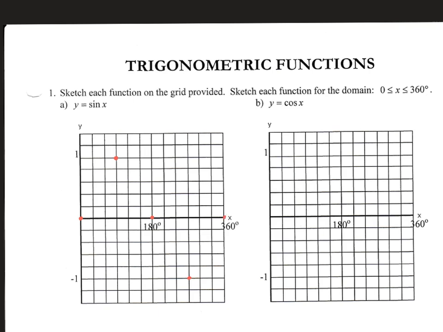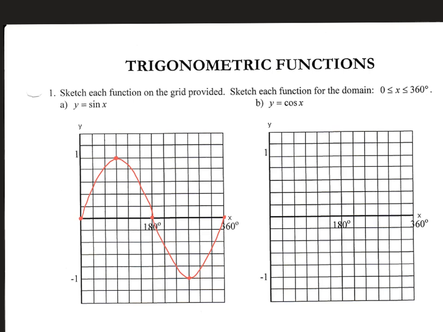With those key points, we should then be able to connect them with a smooth curve, knowing that we are curving down the whole time for that portion, and then curving up the whole time for that portion, and we should be able to produce a pretty decent looking graph. Okay, let's move on to cos x.